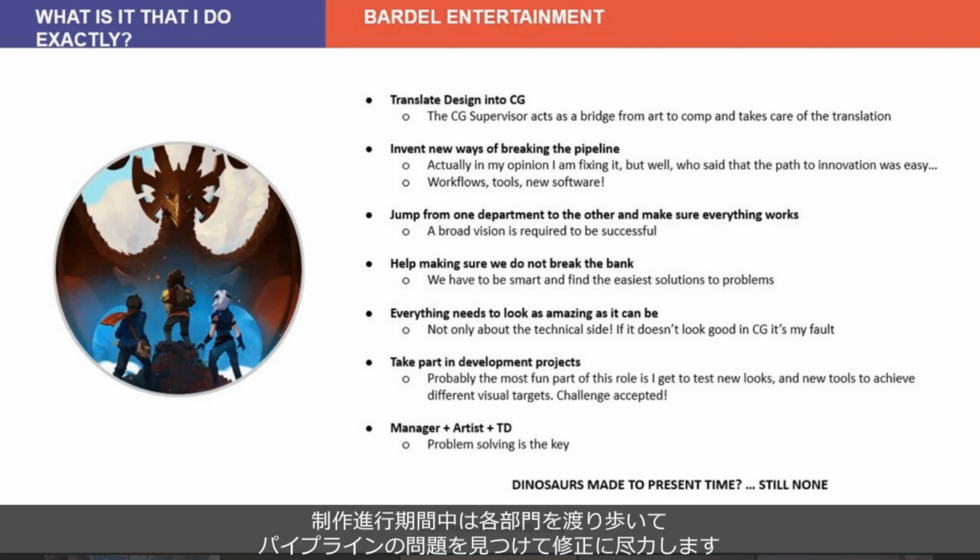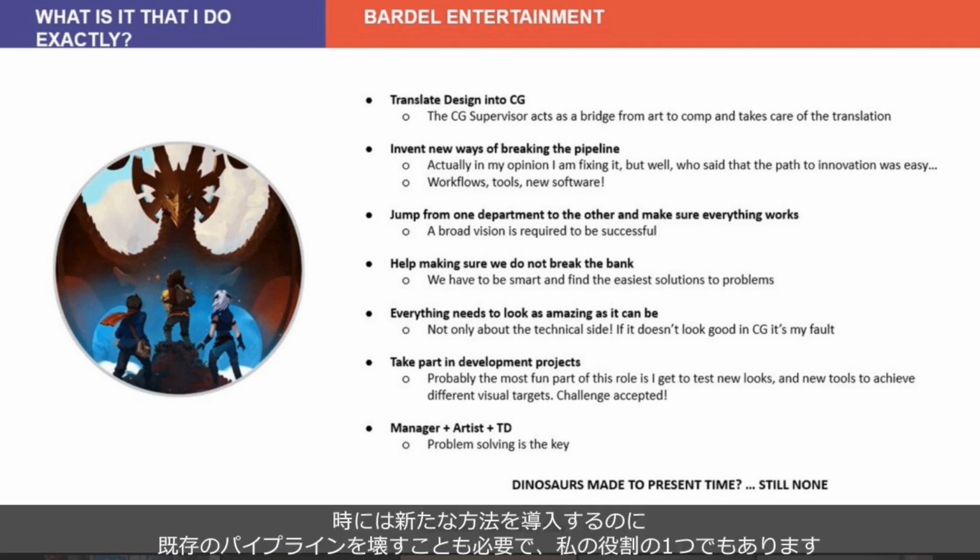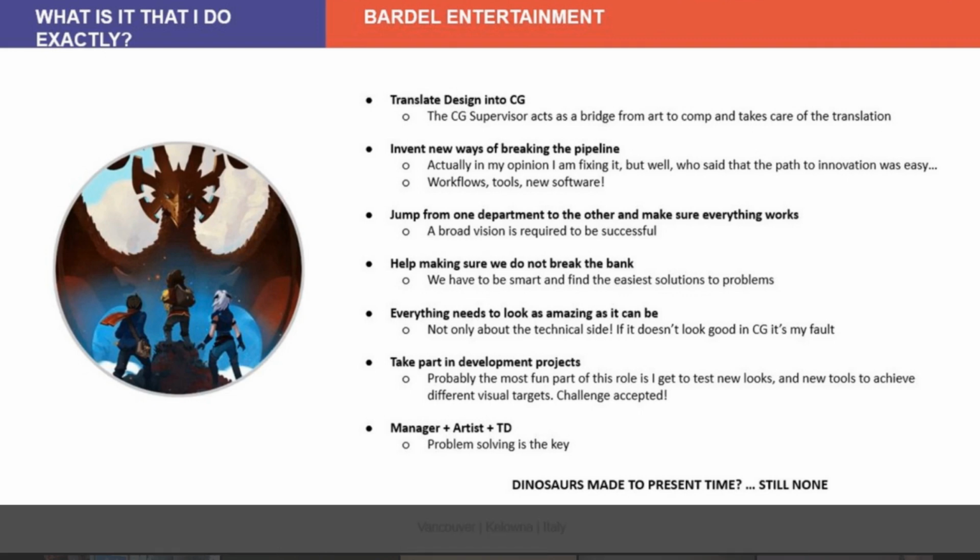When a production is running, another task for me is to jump between departments, understand where things are breaking, and try to fix it or find a workaround. Sometimes I broke it because I introduced something. Sometimes it breaks. It's normal, and we're there for that. We have to understand how to make it work again.